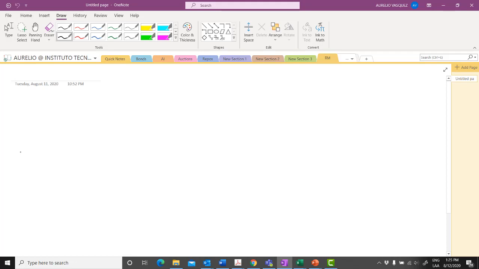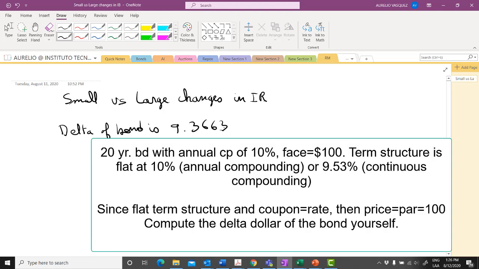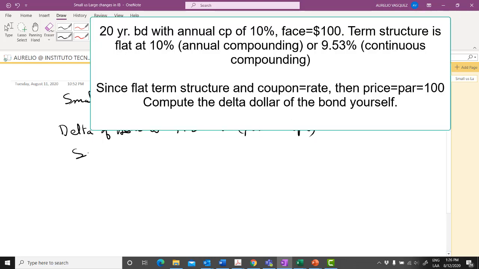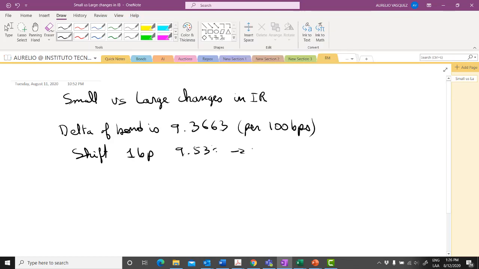Let's look at the example. We're going to compare small versus large changes in interest rates. The delta of the bond is going to be 9.3663. That's what you should go and compute in Excel. And this is per 100 basis points. Now, if I shift interest rates by 1 basis point, that's going to move from 9.53% to 9.54%. So then let's go and compute the real price change.